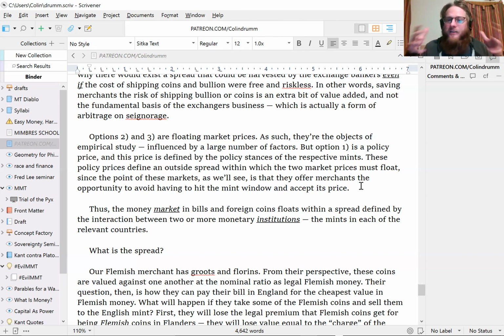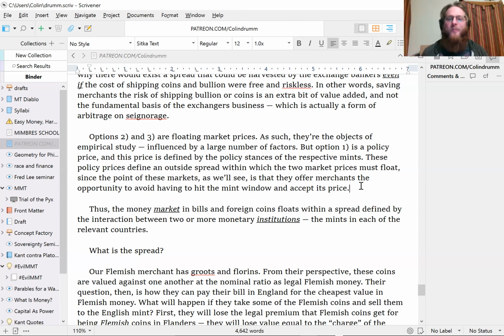Okay, so the exchange banker, the service that he's rendering to the other merchants, is really a service against the different rulers, and it's one that prevents the destruction of nominal values and the loss of intrinsic metal content that would have otherwise been required by the melting of coins at the mint window.